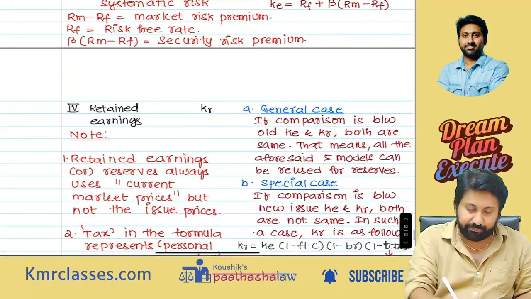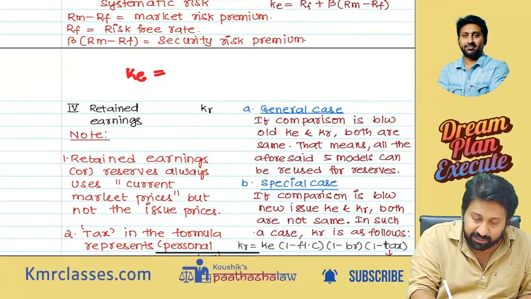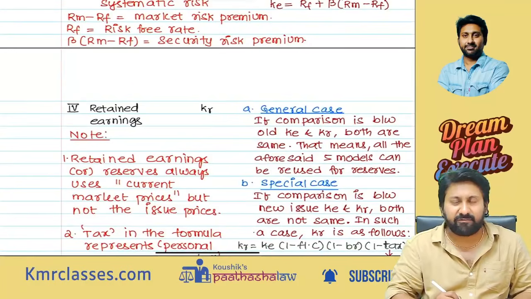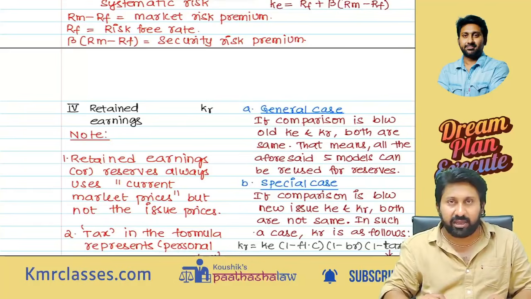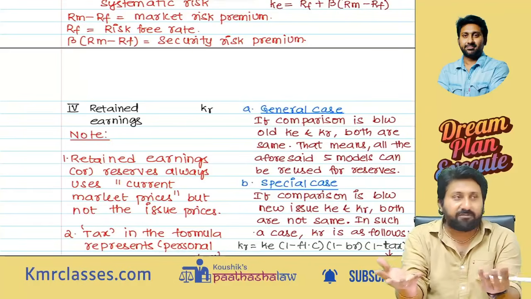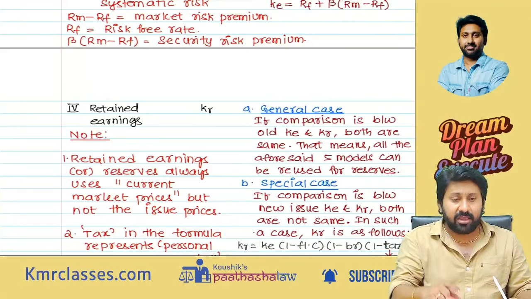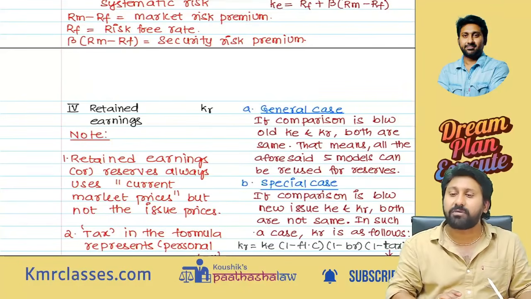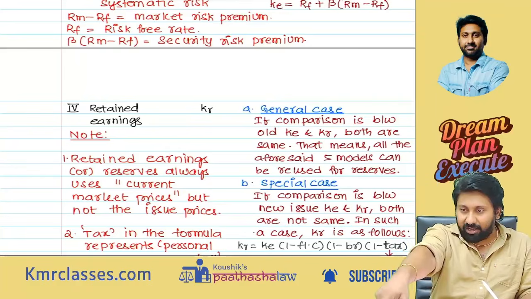See here. Whenever KE is calculated, we assume that KE will be KR. Why? KE belongs to equity, and reserves also belong to equity. Okay. If two boxes of cash are there, I said both belong to you. How much return do you want? I will tell on this I want 20, on this I want 17.